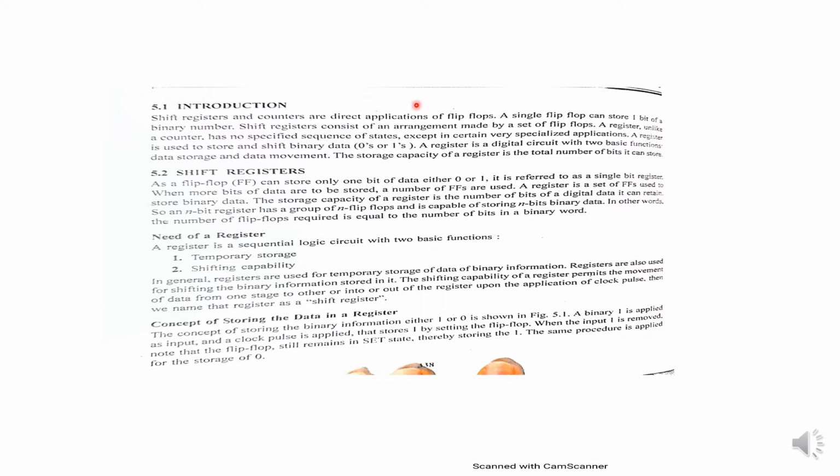the registers. First of all, I will explain what we mean by the word register. You all know what flip-flops are, right? A register, unlike a counter, has no specified sequence of states. A register is a digital circuit with two basic functions: data storage and data movement. A single flip-flop can store one bit of a binary number, right? You have studied the flip-flop. What was the function of the flip-flop? The flip-flop was used to store one bit of information, right?